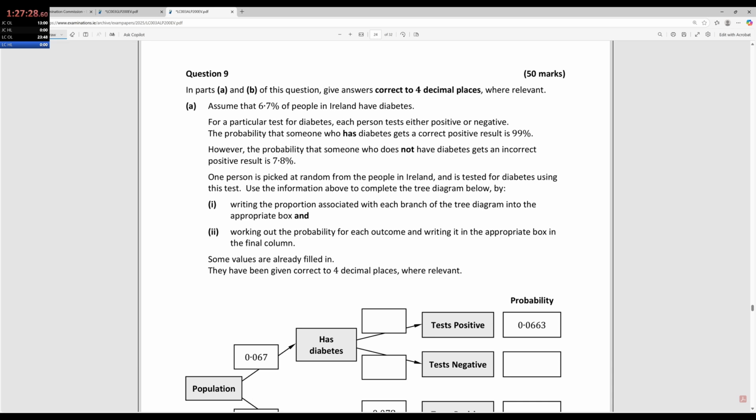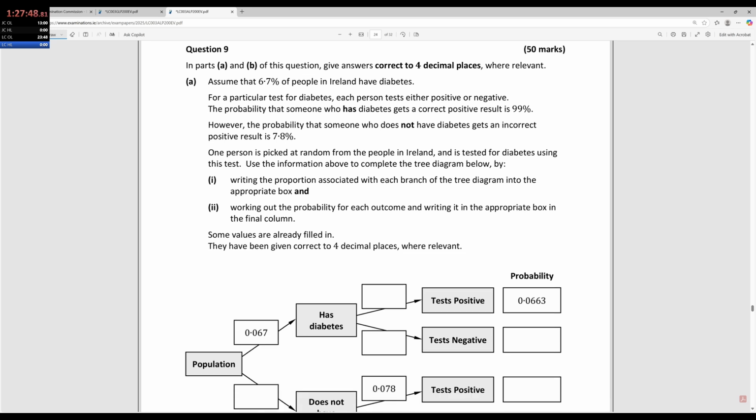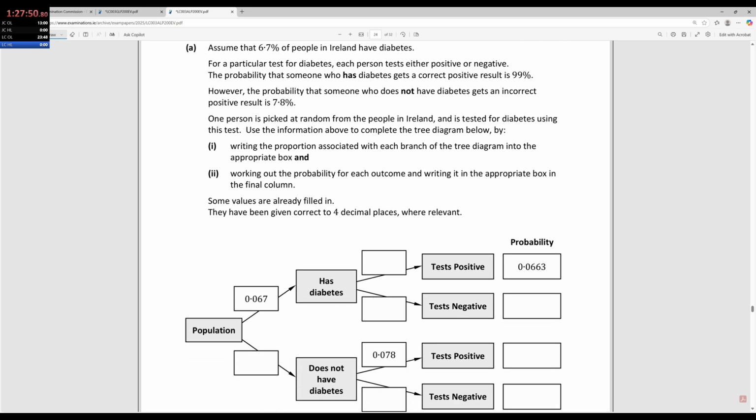Parts A and B of the question give answers correct to 4 decimal places where relevant. Assume that 6.7% of people in Ireland have diabetes. I don't know. Is it that high? For a particular test, each person either tests positive or negative. The probability someone who has diabetes gets the correct result is 99%. The probability that someone who does not have diabetes gets an incorrect positive result, however, is 7.8%. One person picked at random from the people in Ireland is tested for diabetes using this test. Use this information to complete this.